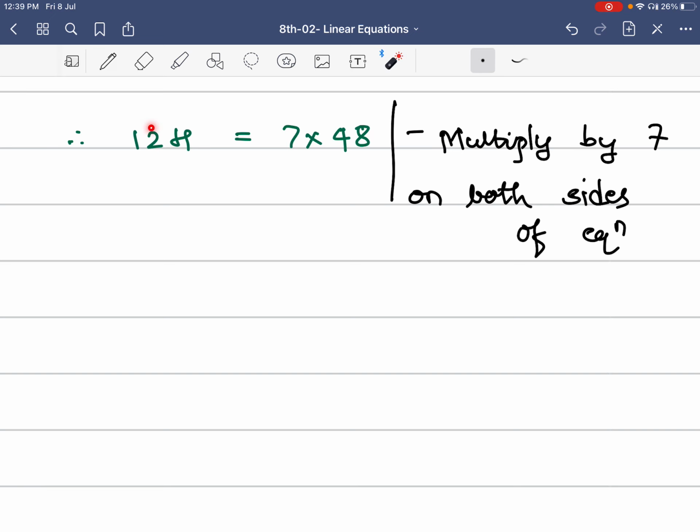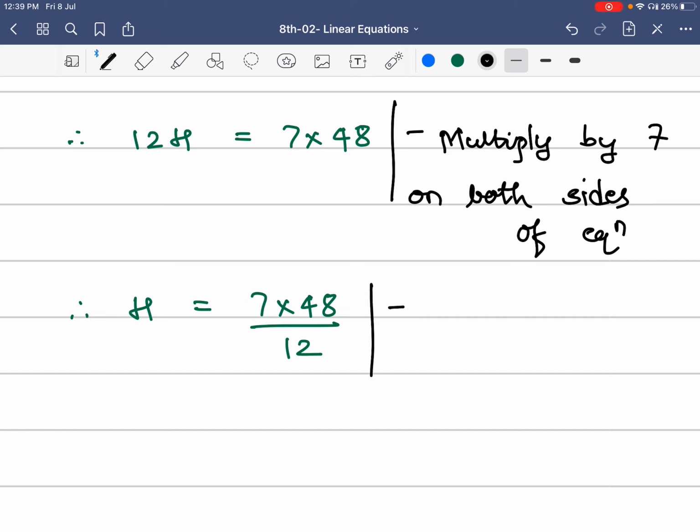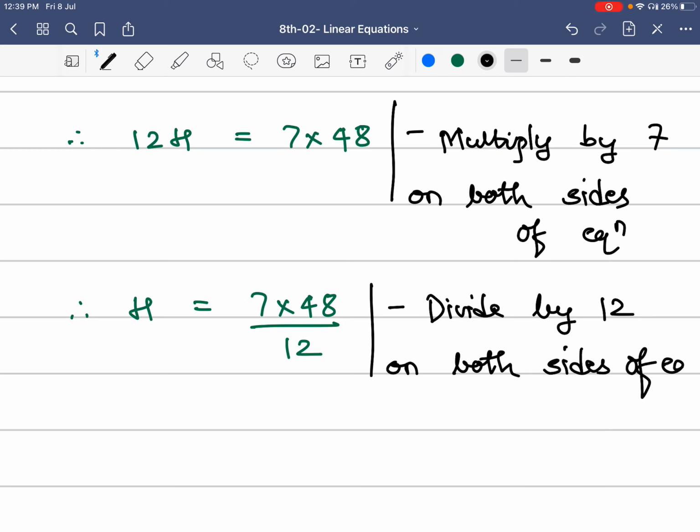Next we have to get rid of 12 so that only H remains on the left hand side. How do we achieve that? I'm going to say H is equal to 7 into 48 divided by 12. What have I actually done? Let's make a note of it. Same step as before. We have done division here. So divide by 12 on both the sides of the equation.